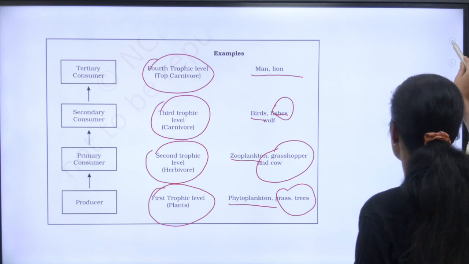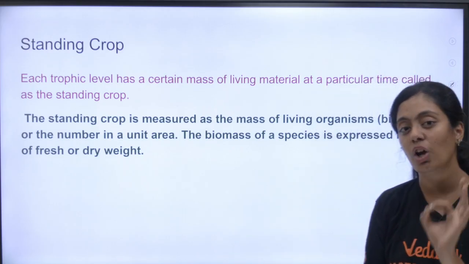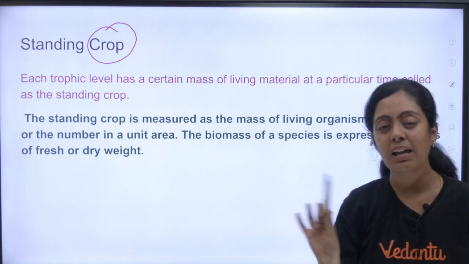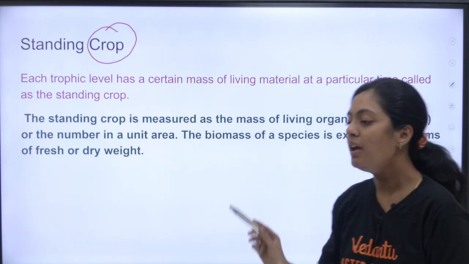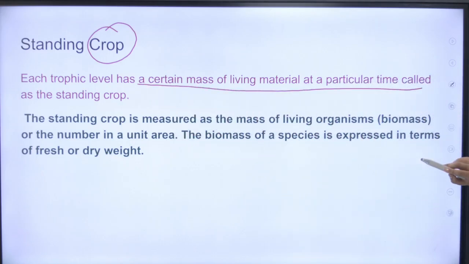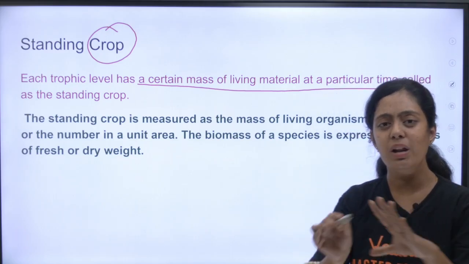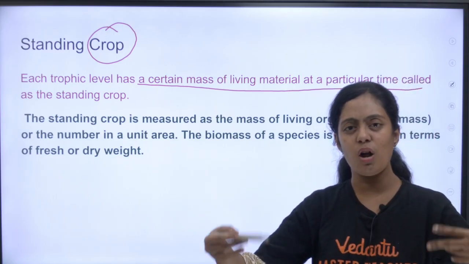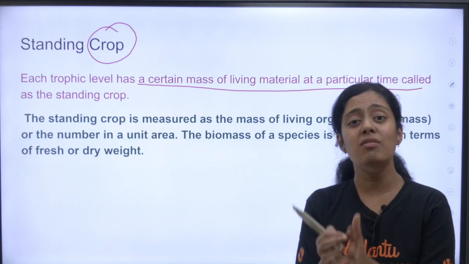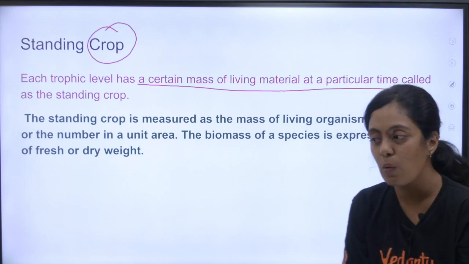Okay, yes. Now, this is a very important definition, standing crop. Crop here doesn't mean plant. Okay, remember that. Crop in the agricultural sense is not what is meant here. Each trophic level has a certain mass of living material at a particular time. That is called a standing crop. For example, in Bangalore or in Chennai, what is the number of herbivores which are there? That will become the standing crop of that trophic level.